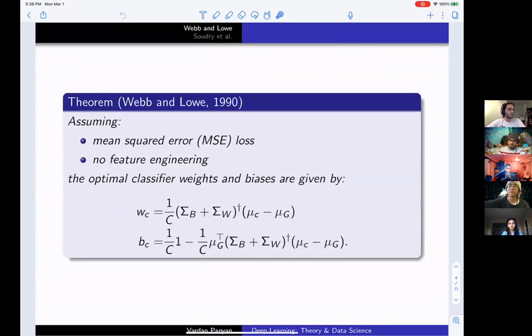Now, in that paper, what Webb and Lowe showed was that if you have a network which is trained with mean squared error, and if you assume that all the features are fixed, there is no feature engineering, all the layers prior to the last are frozen, then the optimal classifier weights and biases are given by these expressions. Does anyone recognize these expressions, or is this the first time you've seen them?